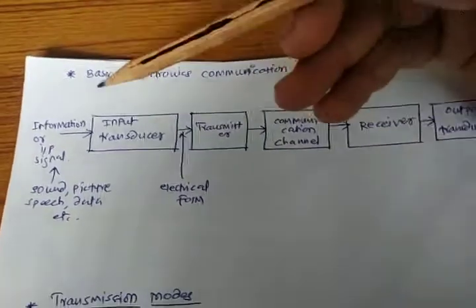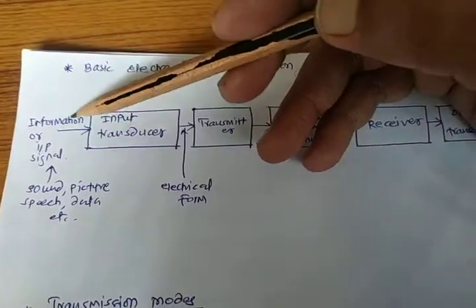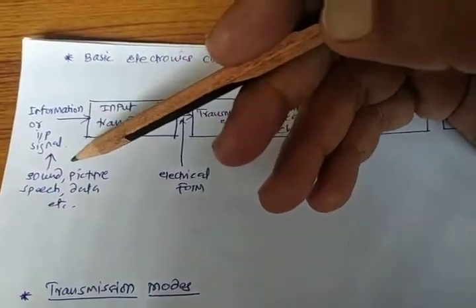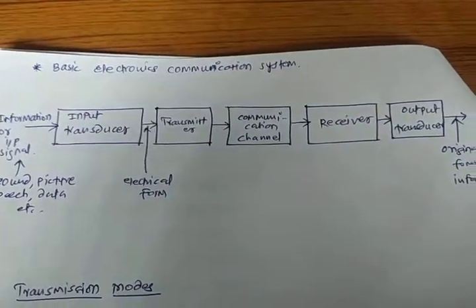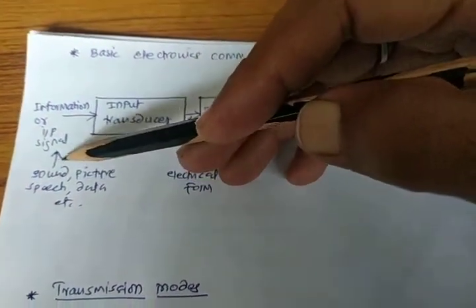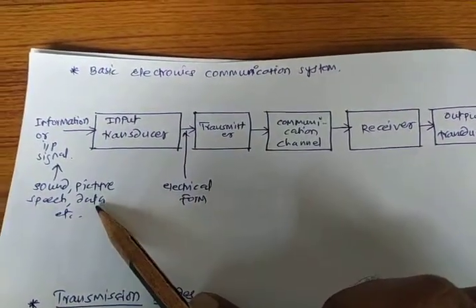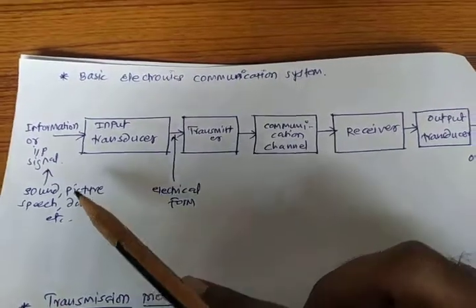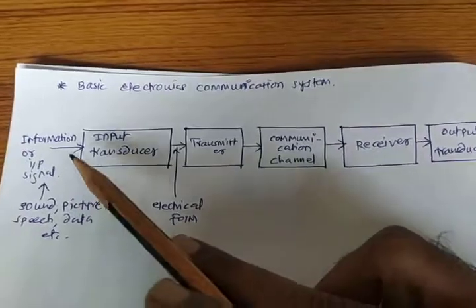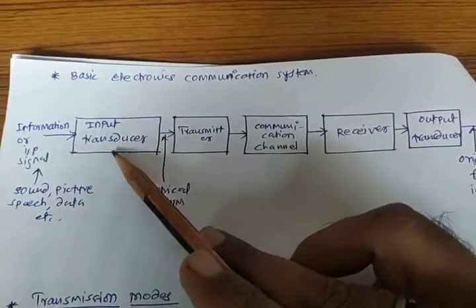On the left side, whenever we transfer a signal or any information, the nature of the information may be different. It means the nature of the information is not the same. Sometimes we transfer sound signals, and we can also transfer pictures, speech, any data or any file. Different types of information can be transmitted through the communication system. Whenever we transmit the signal, it is first transferred to the input transducer.